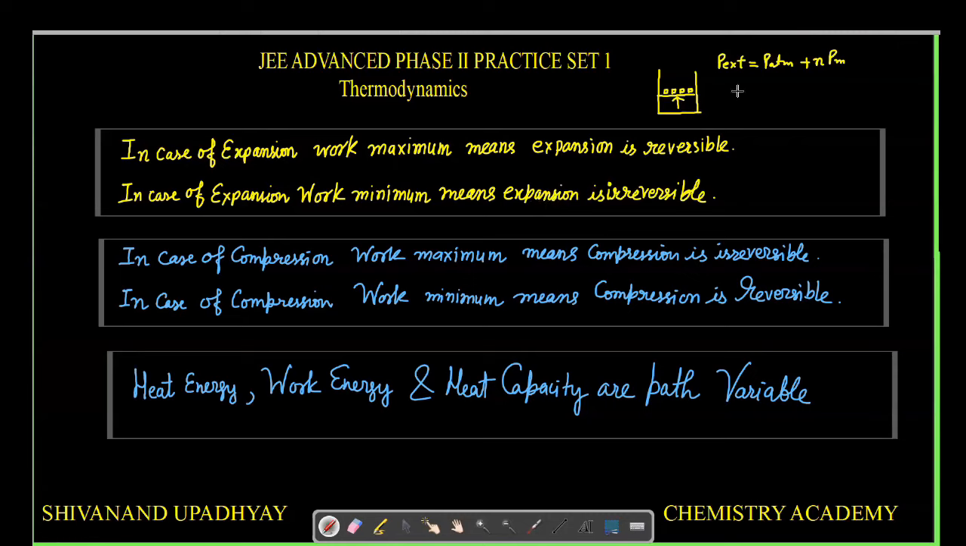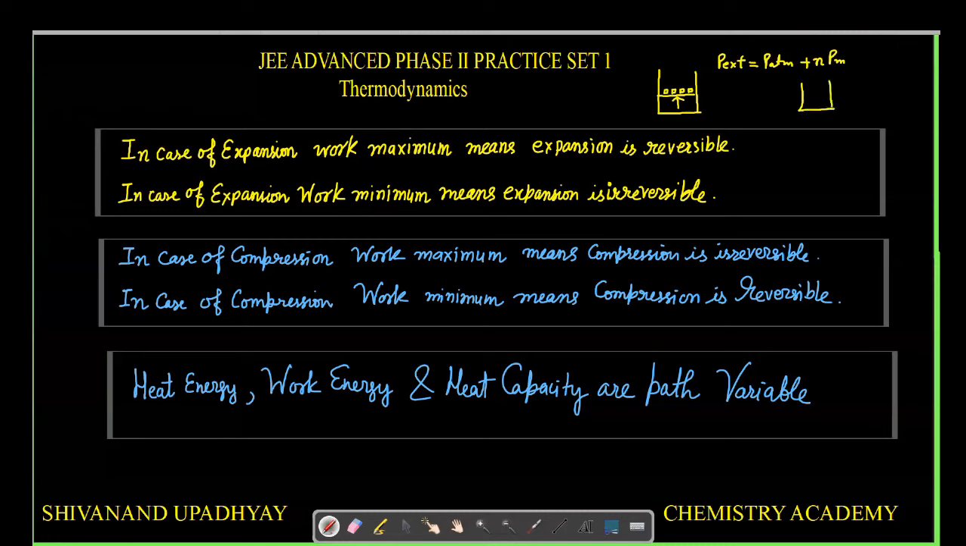When these masses are not there, only external pressure equal to atmospheric pressure acts. So opposition will be minimum, and this piston will move fast, right? In that case, we'll say that it is an irreversible process. So one thing: in case of expansion, maximum means reversible and minimum means irreversible. In case of compression, it is the reverse of that.